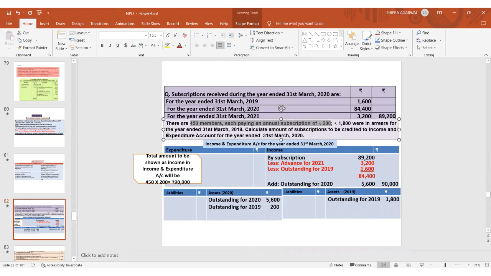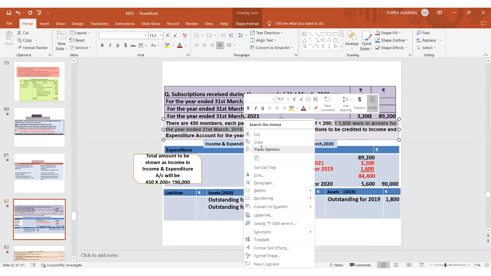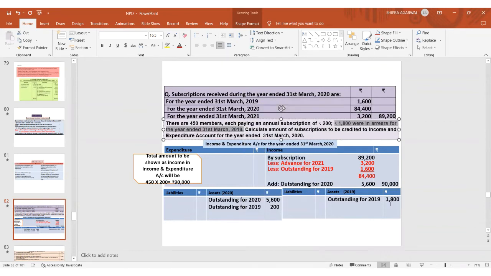So when I'm talking about the opening balance sheet, they have given 1800 in arrears for the year ended 31st March 2019. So that means when you are preparing your opening balance sheet, this was the figure that was pending or outstanding. So in the opening balance sheet, the outstanding figure was 1800.